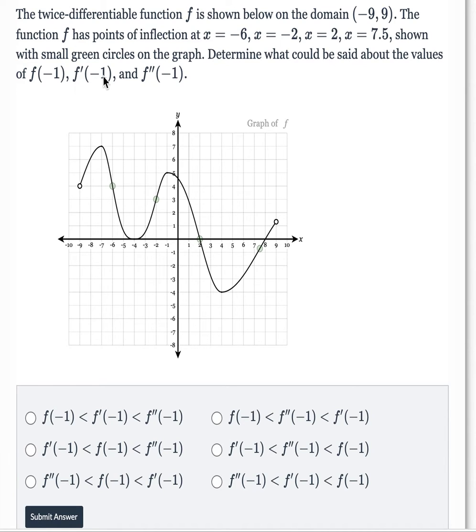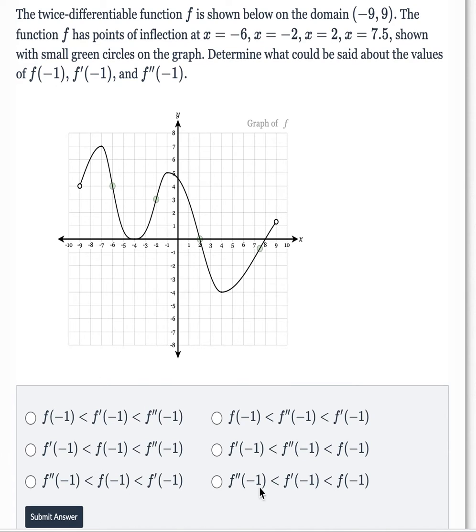F prime of negative 1. That means what is the slope right here when x is negative 1? That to me looks like 0. There's a horizontal tangent line there. So f of negative 1 is 5. F prime of negative 1 is 0. What about f double prime? Well, f double prime is located on a negative concavity. It's concave down, which means the value is going to be a negative number. So I have positive 5, 0, and a negative number.